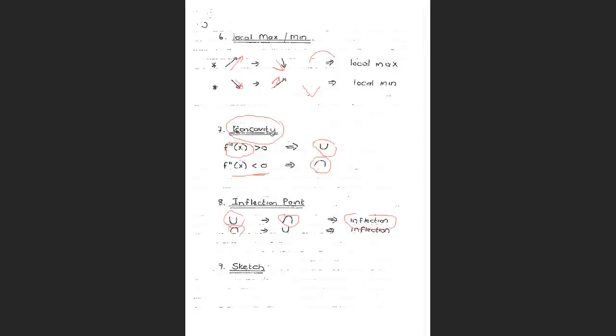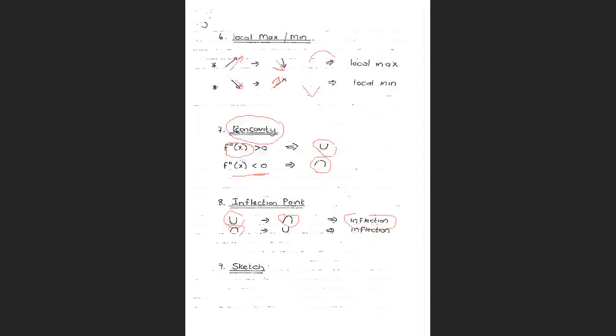If you have a change of concavity, but at that x value the function is not defined, we don't call that an inflection point. So that's a little trap. You must watch out for that. So you always test to see that at the inflection point, the function is defined at that x value. Very, very important.